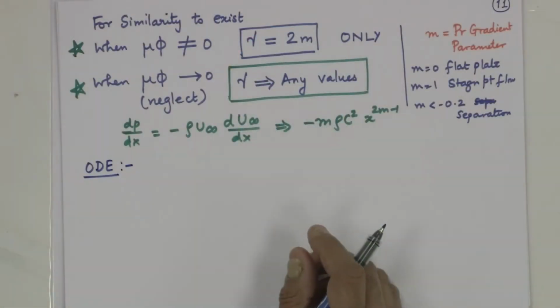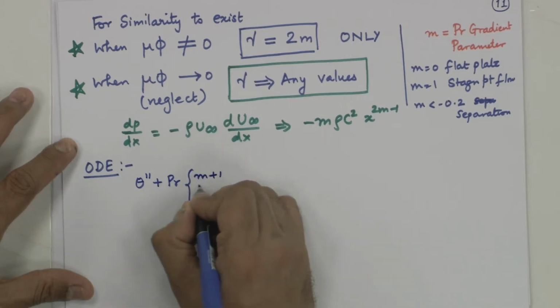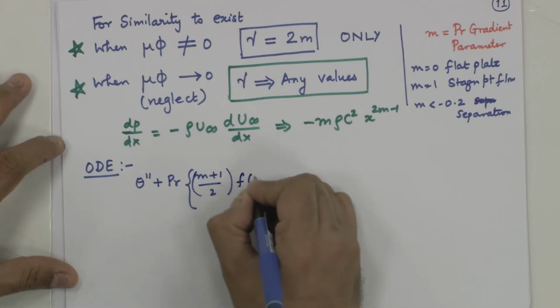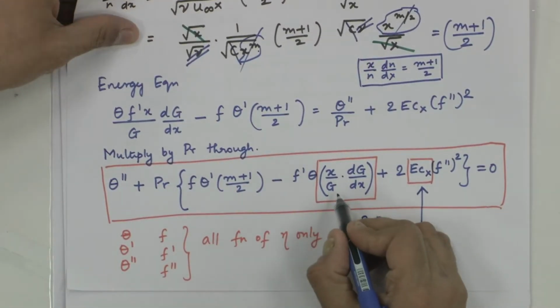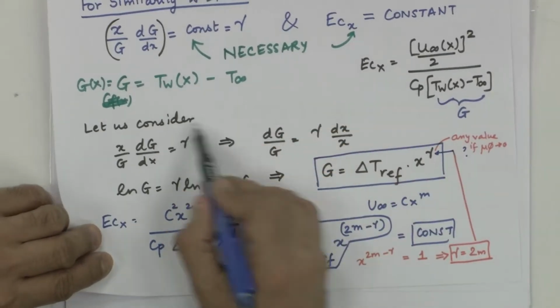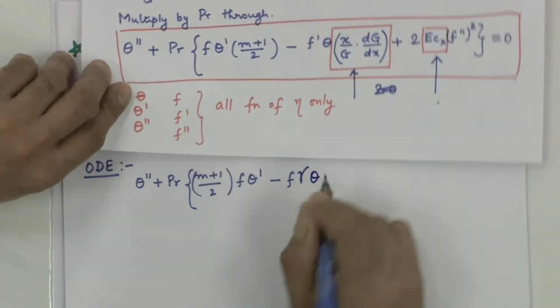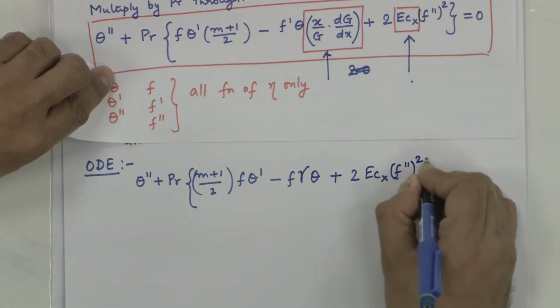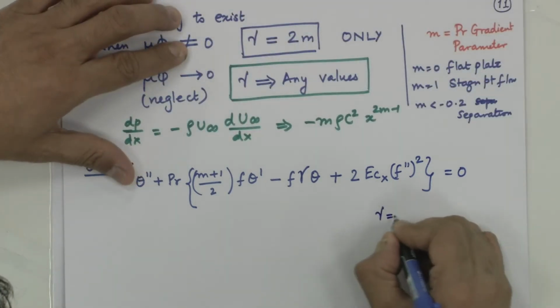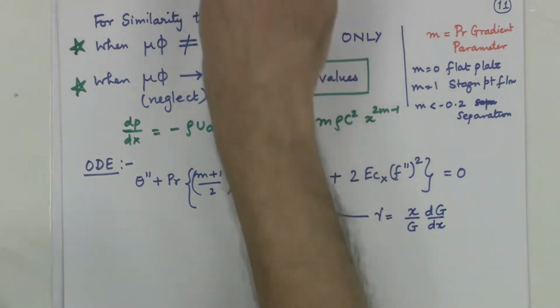So my differential equation ODE now looks like this. I am just rewriting what was written in slide number 9. Theta double prime plus Prandtl number times (m plus 1) by 2, just making it look a little nicer, f theta prime minus f prime, and I am going to write the definition of gamma here. x by g dg by dx we chose as gamma. So I will write this as gamma into theta, plus 2 times local Eckert number times (f double prime) whole squared, equal to 0, where gamma is equal to x by g dg by dx. This is my ODE.